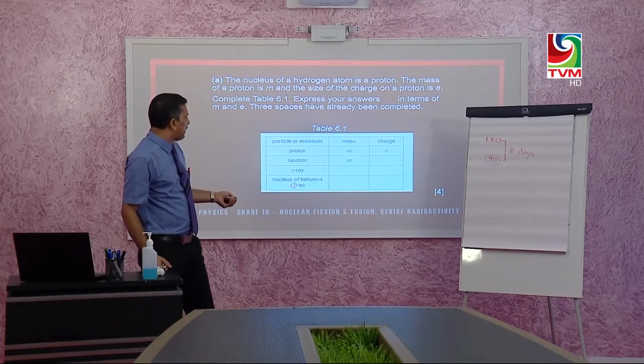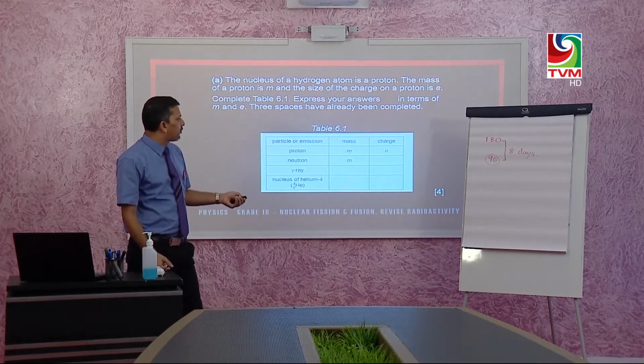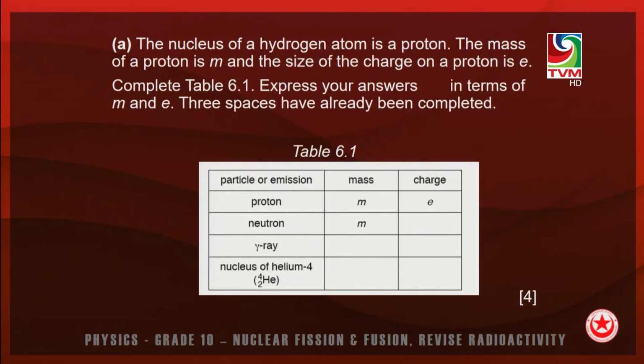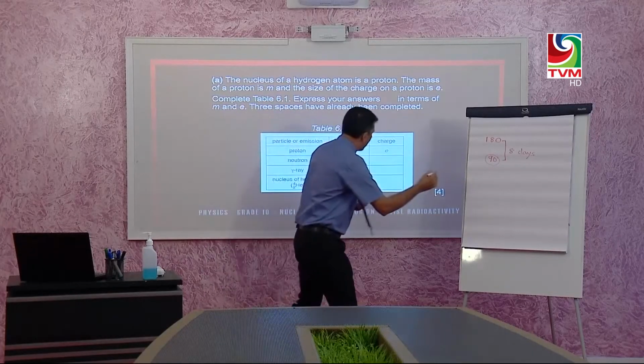Then next one, nucleus of helium: mass of the helium nucleus. We know an alpha particle is the same as a helium nucleus, which has 2 protons and 2 neutrons. So the mass is 2 plus 2, which is 4. Okay, 4 is the mass, so here we write the answer 4m.